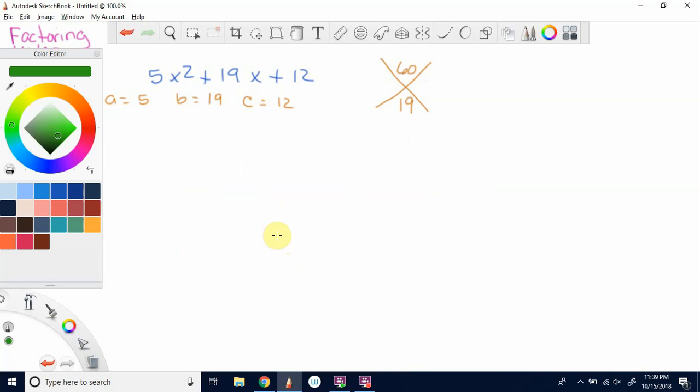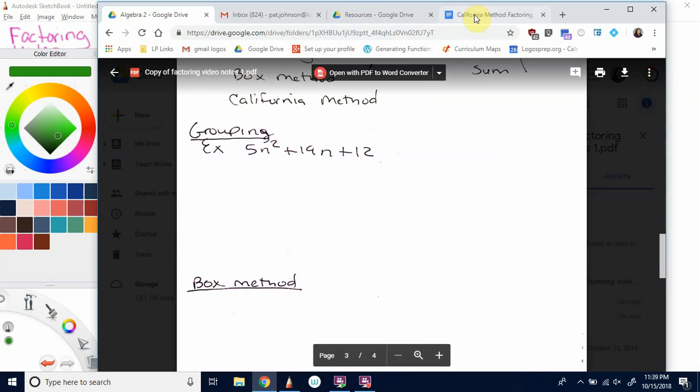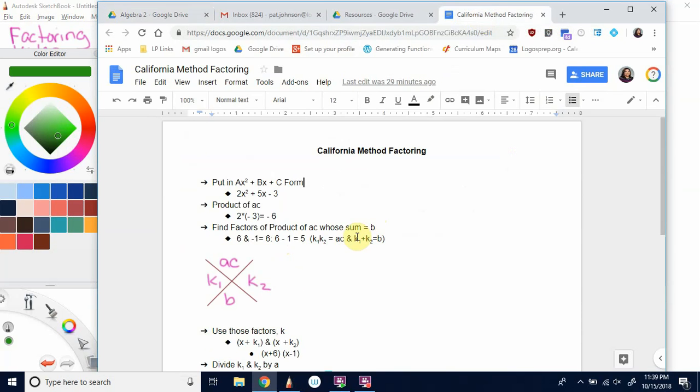My favorite is the California method. It follows this, but you don't have to think too much. So again, you're going to put it in standard form. And I will post the California method instructions on Google Classroom. This is by far my favorite.